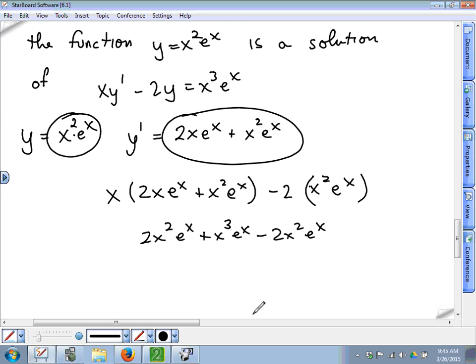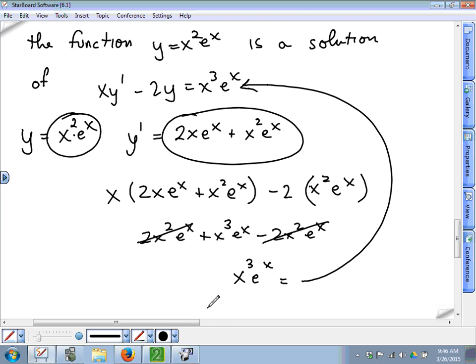And distributed, well, there's really not distributing the negative 2. Just multiply the negative 2 with x squared e to the x. What happened there? Cancel each other. This cancels that, and we have x cubed e to the x, which equals x cubed e to the x. It equals what it's supposed to equal, so is that a solution? Yes. This is like identity. So y equals x squared e to the x is a solution.